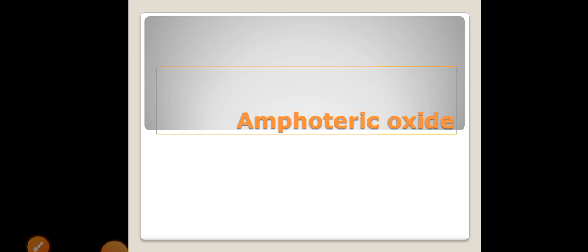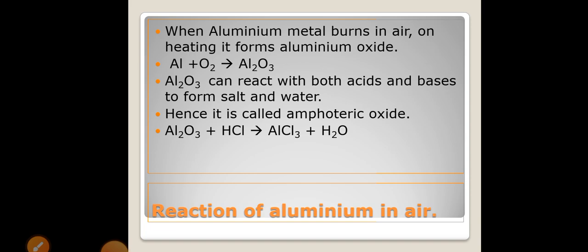So amphoteric means here a metal oxide which can behave both as acid and base is called an amphoteric oxide. So now let us look at some of the examples.